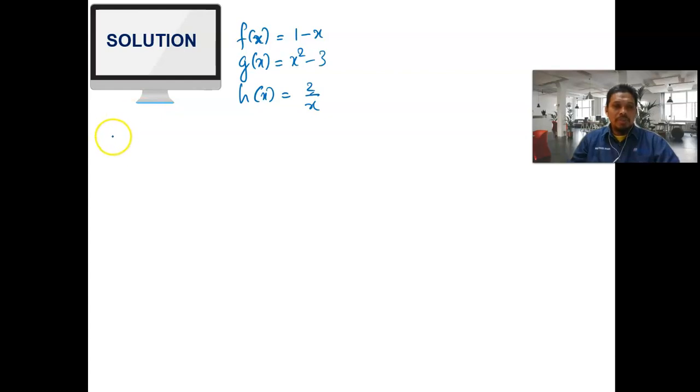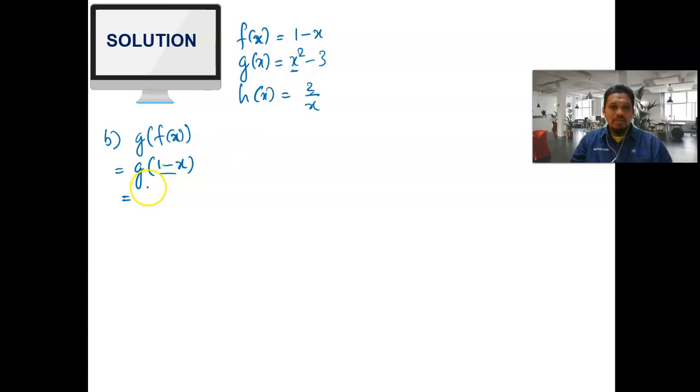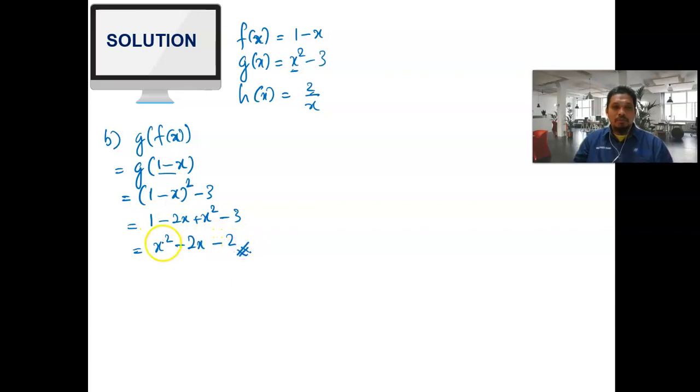Let's continue with example B, g of f of x. So f of x equals 1 minus x. Then substitute this into x of the function g: 1 minus x squared minus 3. Expand and simplify: 1 minus 2x plus x squared minus 3. So it is x squared minus 2x minus 2, since negative 3 plus 1 equals negative 2.